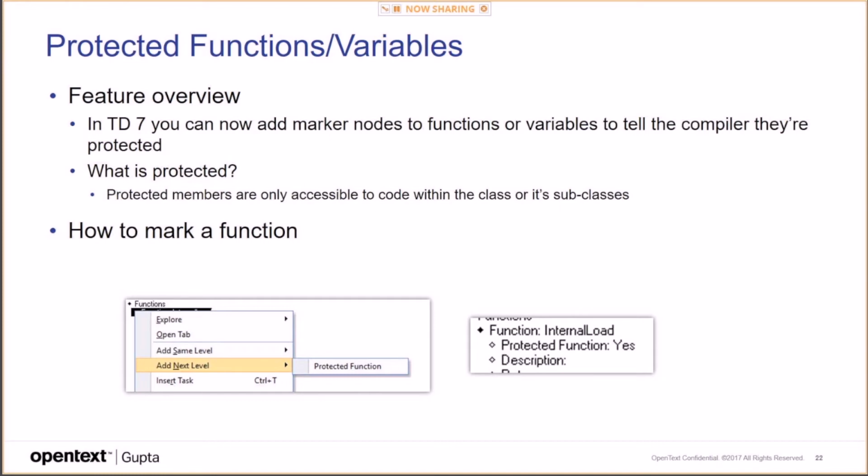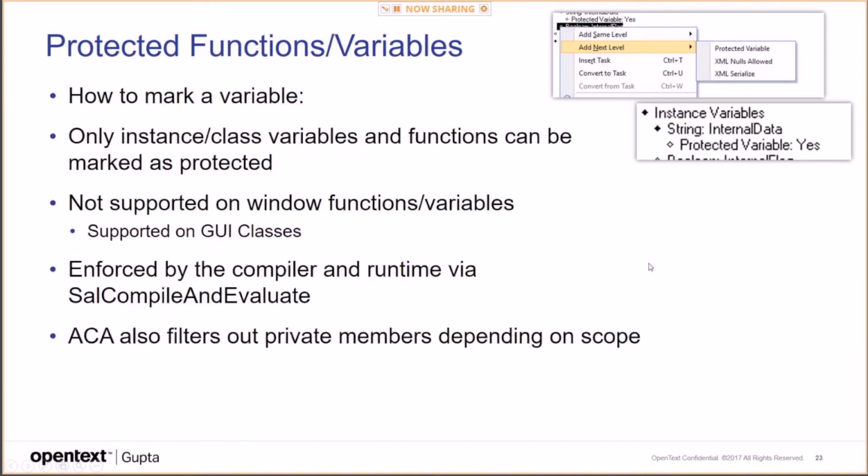Basically, if you are in a class, you can go on a function in that class, and you choose add next level protected function, and then the code coming out is like this. Below the function, you get a protected function, and you can set it to yes and no. And the same is true for instance variables. You go onto that variable, add next level, set it to protected variable, and then you can again switch to yes and no here.